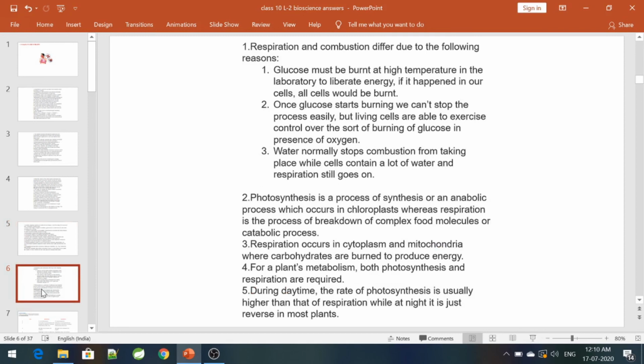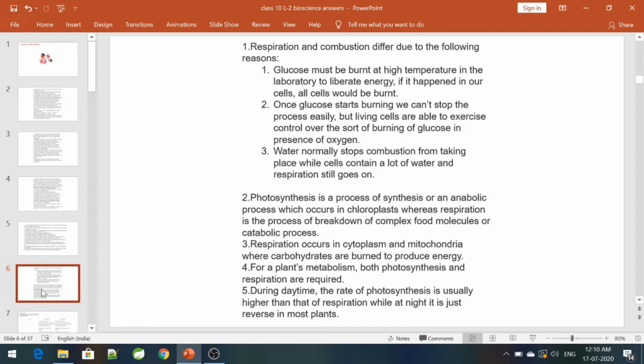Respiration and combustion differ for the following reasons. How do respiration and combustion differ? Let's see. Glucose must be burnt at high temperature in the laboratory to liberate energy. If that happened in our cells, all cells would be burnt. When glucose starts burning, we can't stop the process easily. But living cells are able to exercise control over the burning of glucose in the presence of oxygen. Water normally stops combustion from taking place, while cells contain a lot of water and respiration still goes on.